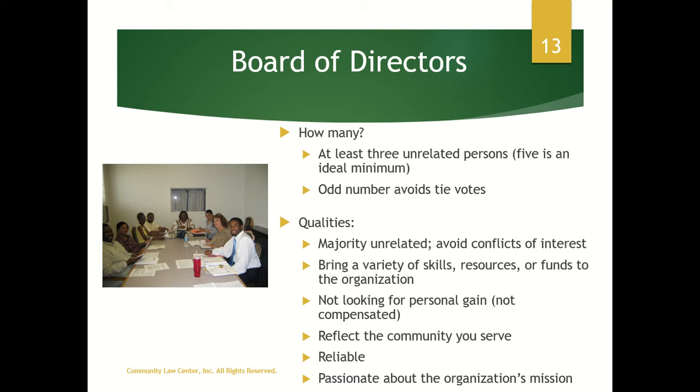So if you have a 5-member board and 2 people are related, maybe they're married, they are related in some other way, or they're business partners, you want to have at least 3 others on the board who are not related to anyone else, so that you still have a majority unrelated board.